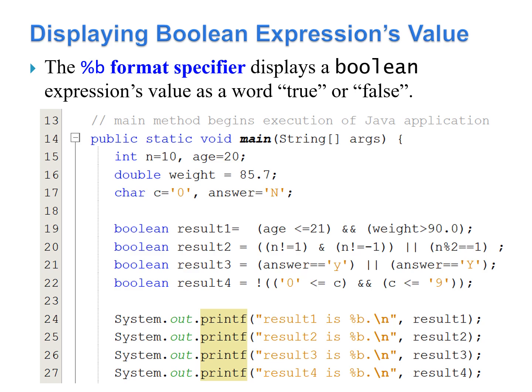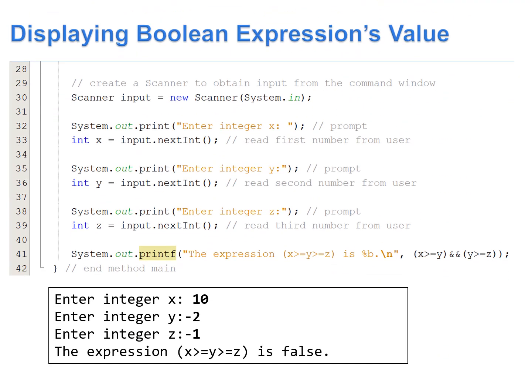And in the second part here, we can write the expression directly in the argument of printf instead of using a Boolean variable. But here we also use the %b, and so here is the expression, and the output of the expression.